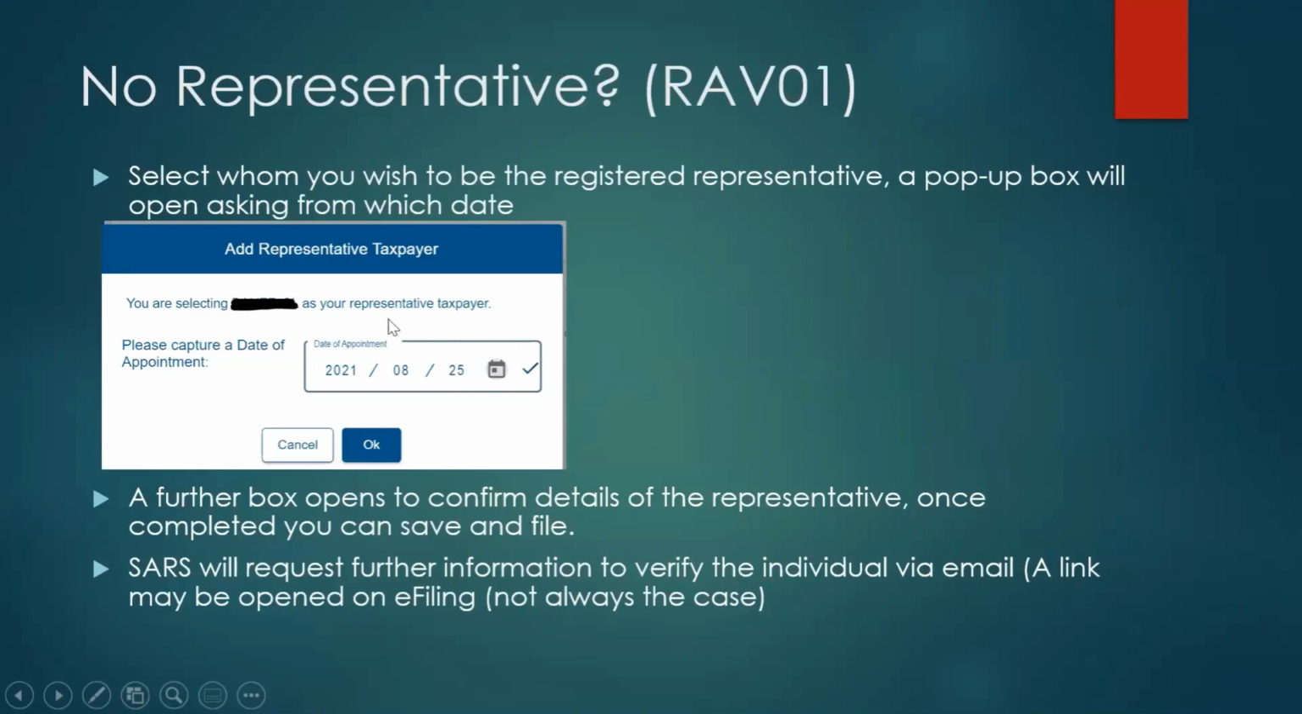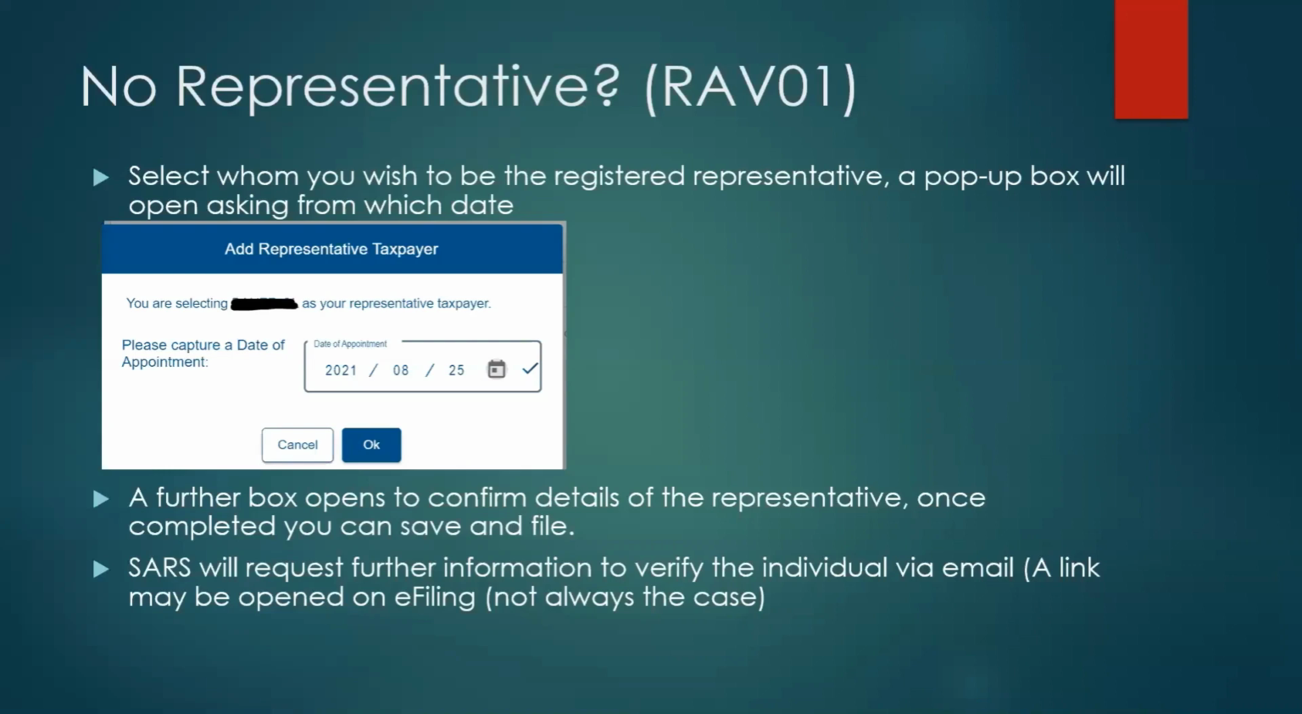You then confirm the date of appointment, and a further box is going to open, and you're going to need to confirm the details of the representative. This includes their email, their cell phone, their ID, their full address, contact details. You'd need to update that form with all the relevant and correct information. And it's really important that the email and the cell phone are correct and updated. And we're going to see why just now.